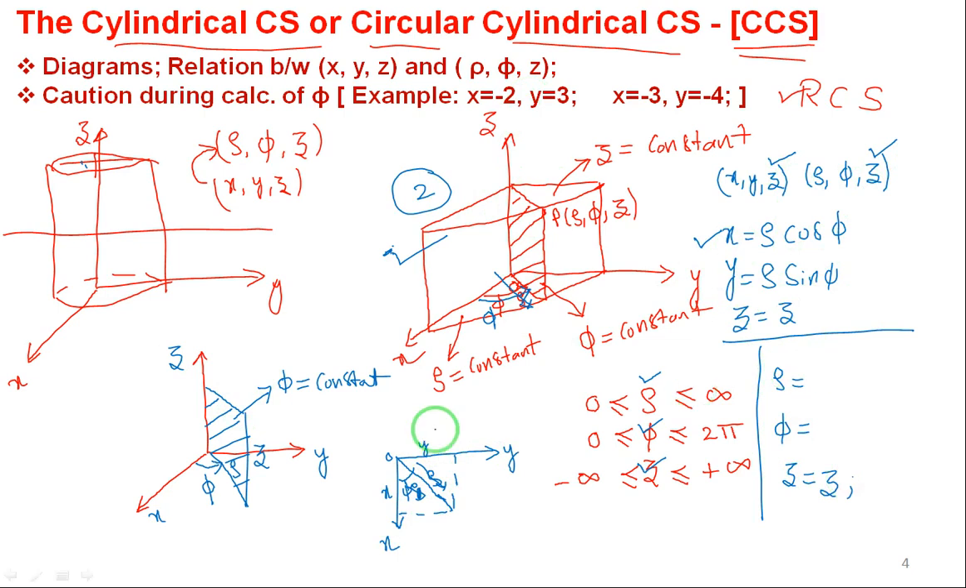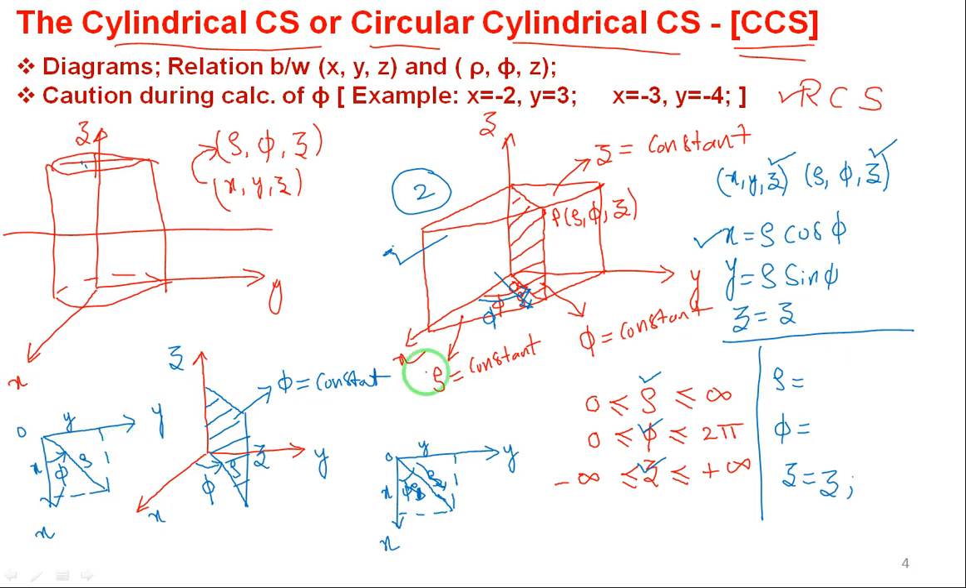Rho and phi, how to calculate them? I will redraw this diagram once again so that it is clearly visible, because I don't want to overwrite and confuse you. x, y, and this is the origin. This is rho, and I'll take the projection onto the x-axis and the projection onto the y-axis. So this distance is x, this distance is y, and the angle made by rho with respect to the x-axis is phi.